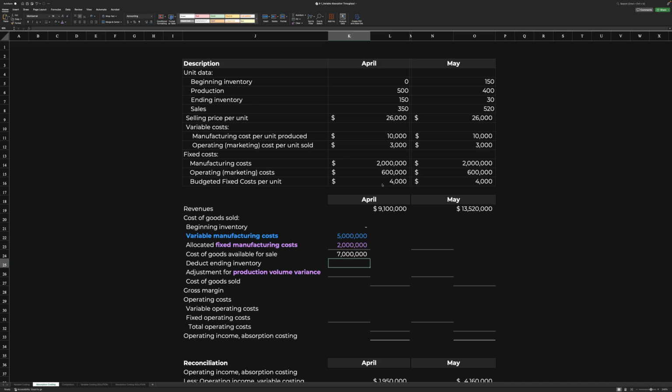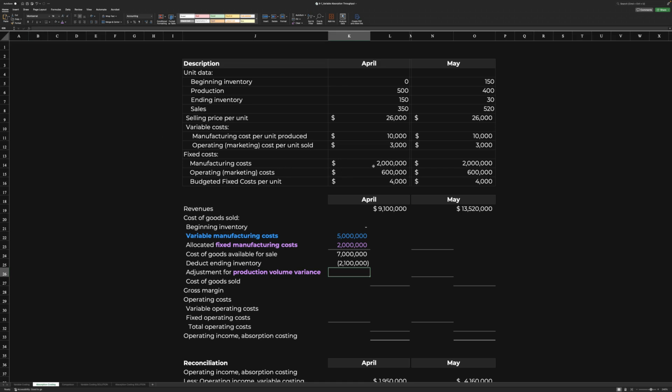We can now subtract the ending inventory. And to subtract ending inventory, we can take the variable cost of 10,000 per unit. We can add the fixed costs of $4,000 per unit and multiply that, 14,000, by the number of units in ending inventory, which is 150 units. And for the sake of presentation, I will present that with brackets so it's very clear that this is to be subtracted. Now, because the business is using normal costing, we should deal with any under or over allocated overhead.